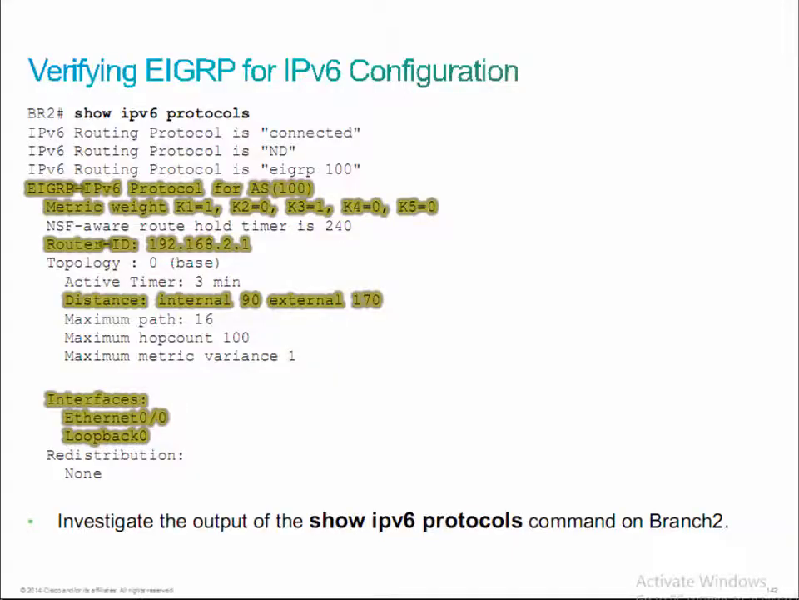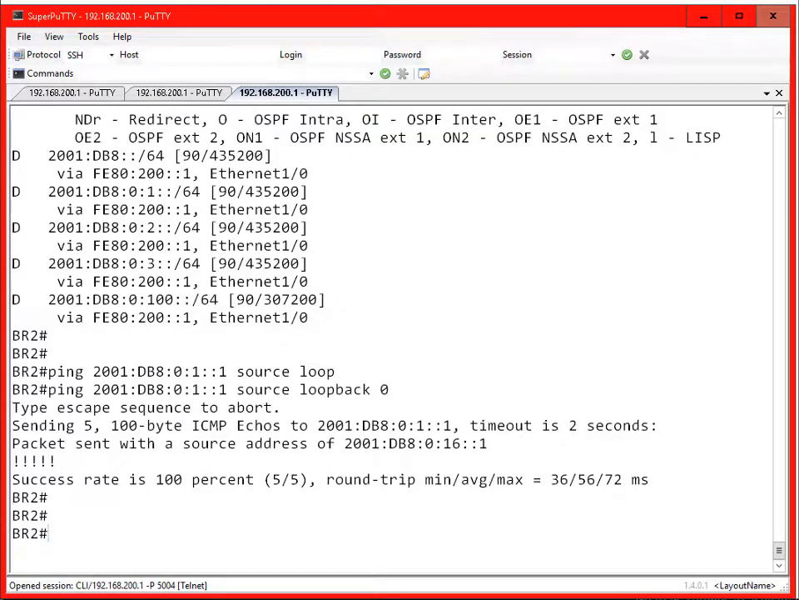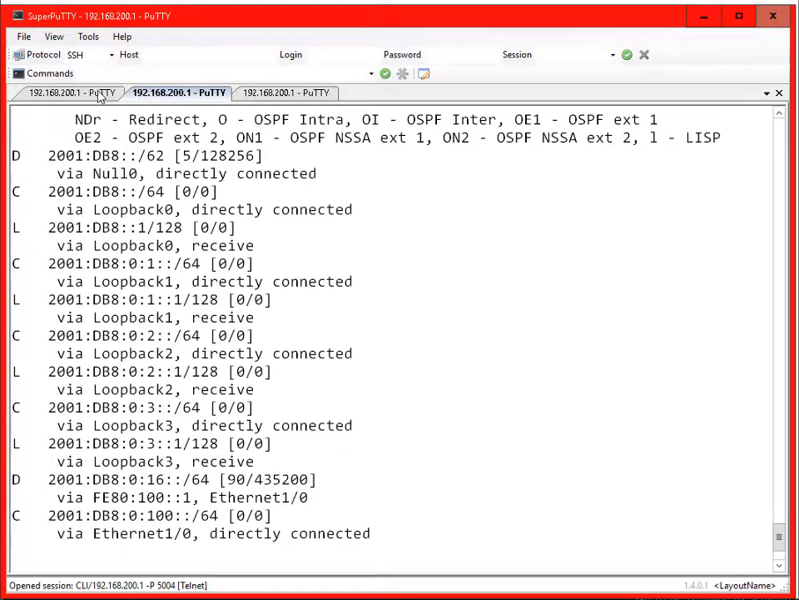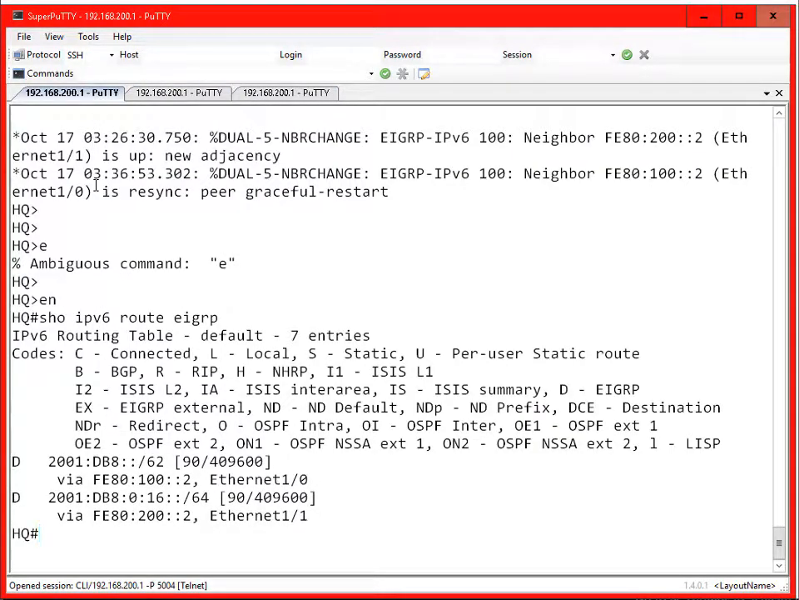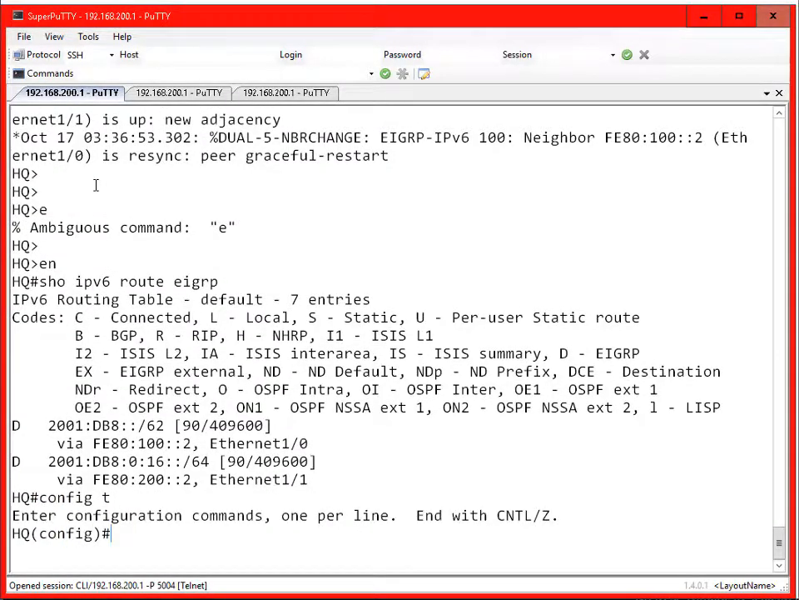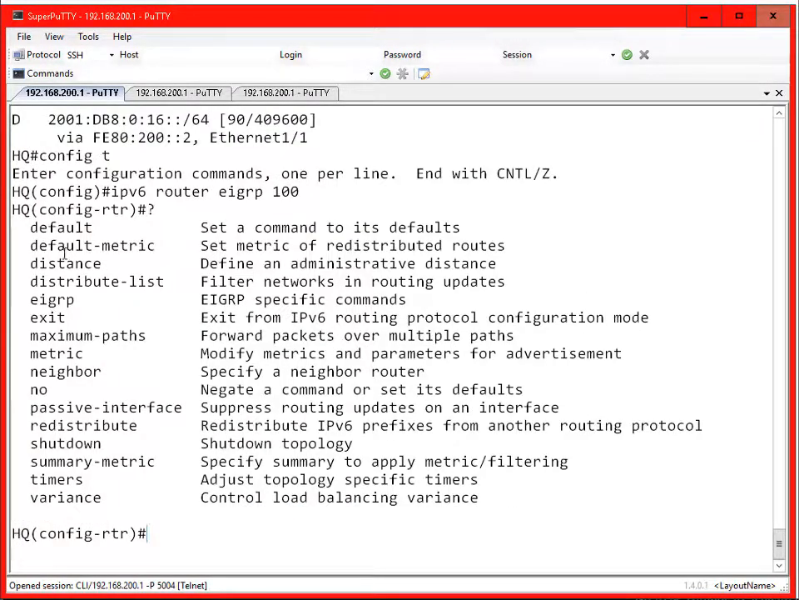All right. As far as verification goes, show IPv6 protocols. We can see all the things that I've already pointed out. One of the things I wanted to mention too was this concept of passive interface and metric weights and variance and all this. All of these things are available to us, right? If I go into my ipv6 router eigrp 100, I can see that I have all of the options like maximum-paths, passive-interface, variance, as well as some other things that we haven't talked about yet.